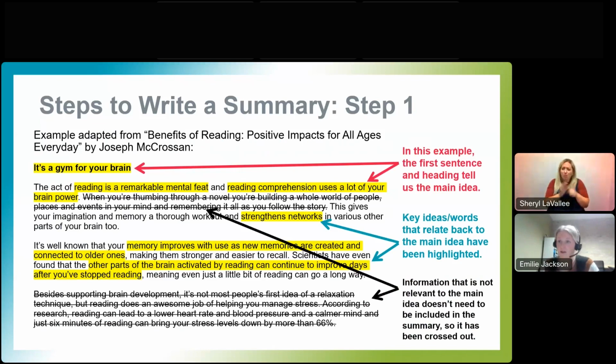That's important. I think that's very important. That last statistic, for example, that it can reduce stress by 66% is an amazing statistic. That might be interesting to you. It certainly is interesting to me. However, it doesn't directly relate back to this idea of improving your brain by reading, right? It's a gym for your brain. This is a new idea, this idea that reading also reduces stress. You might think of this as maybe like a side note. So that's why I decided to cross this out. Would it be wrong if you maybe included a sentence in your summary that mentioned stress? No, it wouldn't be incorrect.